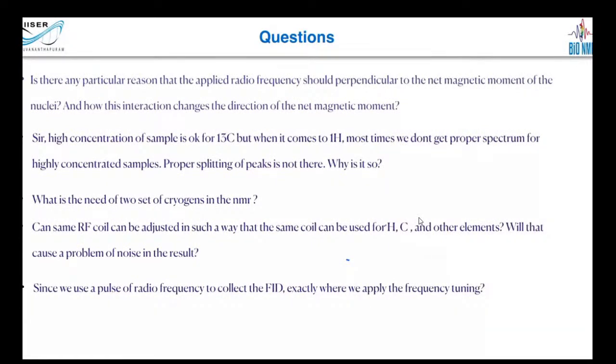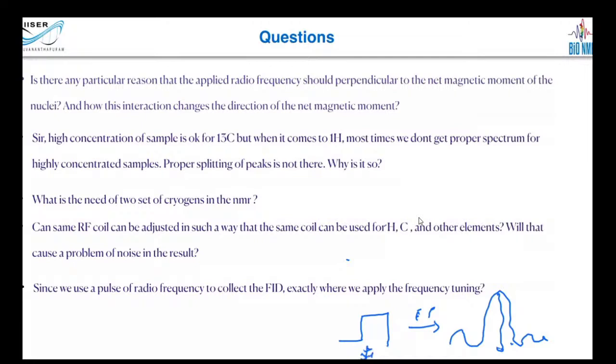Will that cause a problem? Since we use a pulse of radio frequency to collect the FID, do we have to supply exactly the tuned frequency? This is also a good question. When you do a pulse, it looks like that, right? And then if you Fourier transform the pulse, you will get something like that. So this is the frequency.